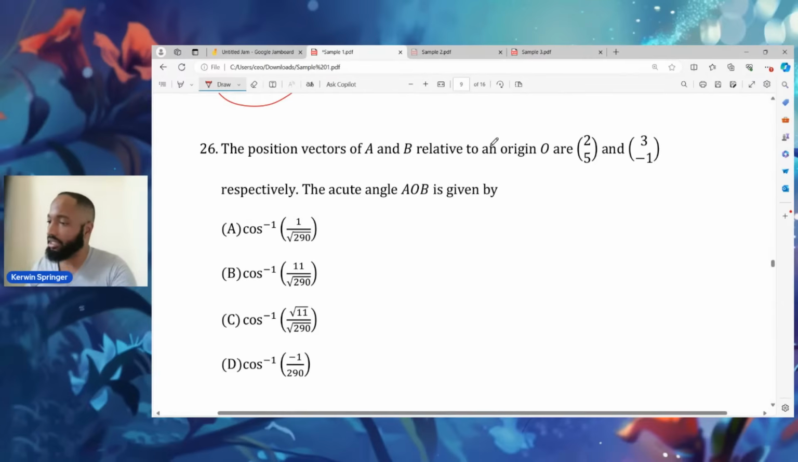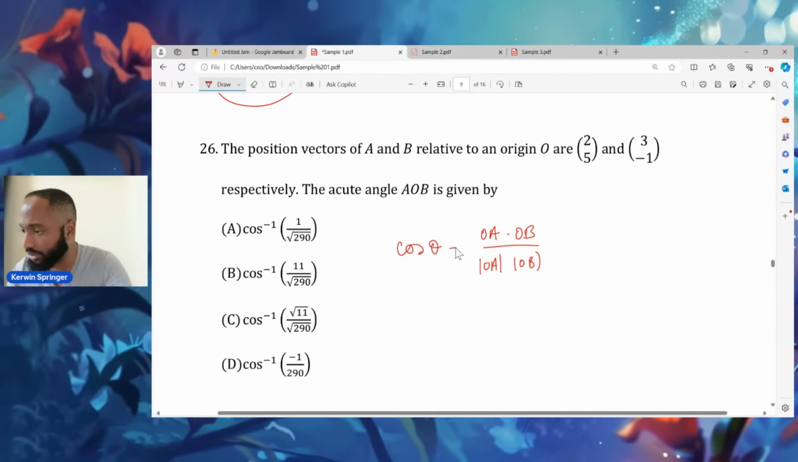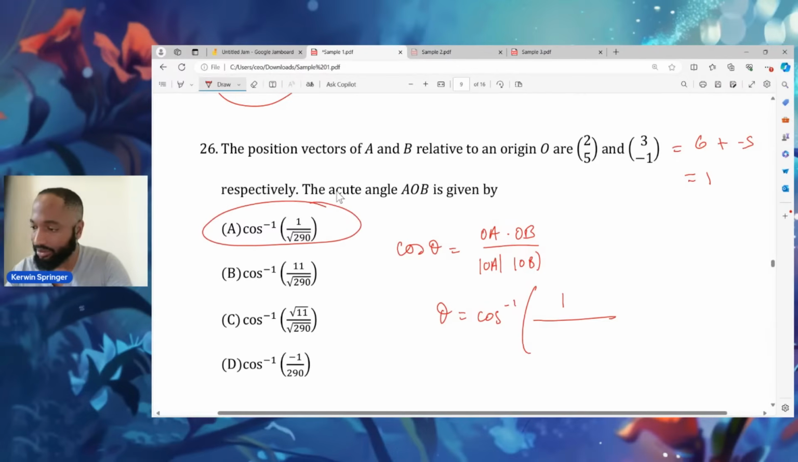Position vectors, the angle. So the angle is the dot product. I want OA dot OB over the magnitude of OA and OB, and the cos of the angle is equal to that. So the angle is equal to the cos inverse of, when I dot product, this is what happens. 2 by 3 is 6 plus 5 by negative 5. So this is 1, 1 all over. Looking like A is the answer. Let me double check in case a negative sign had popped up.